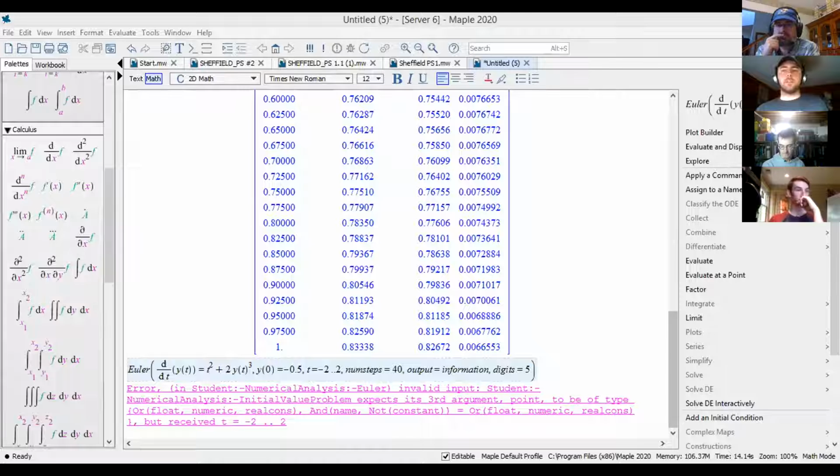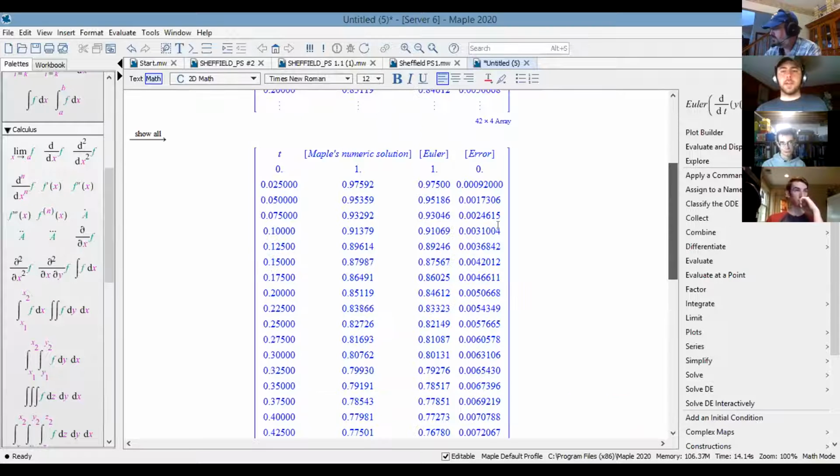Cool. So how about 1.4 number 2? All right, so screen share. All right, so there's two parts to it. There's A and B.